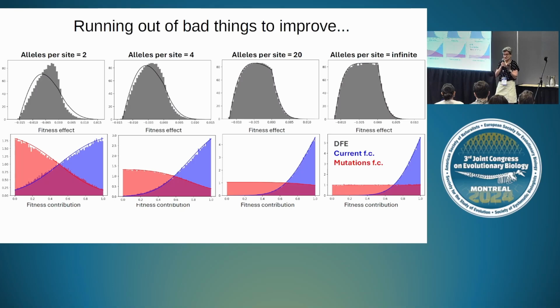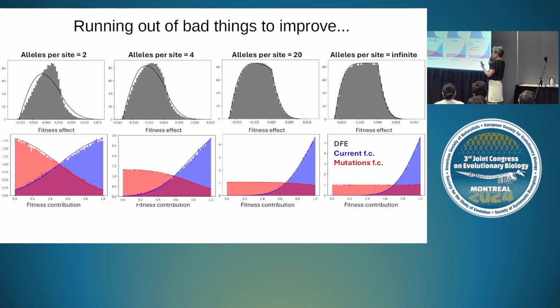We still see this depletion in the DFE. So why is the DFE getting depleted? It's getting depleted because we are running out of bad things to fix in the genome. So it's not like we're running out of good solutions. There's lots of good solutions out there. In the infinite alleles model, there are infinite good solutions out there. But your genome is running out of bad alleles to be replaced.